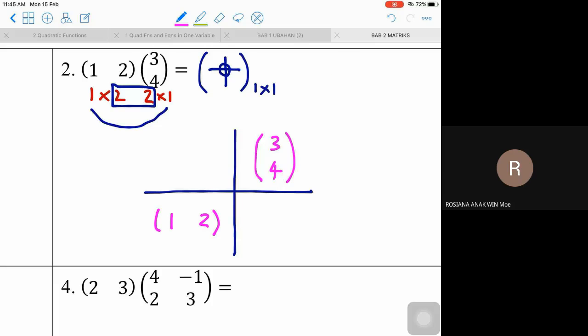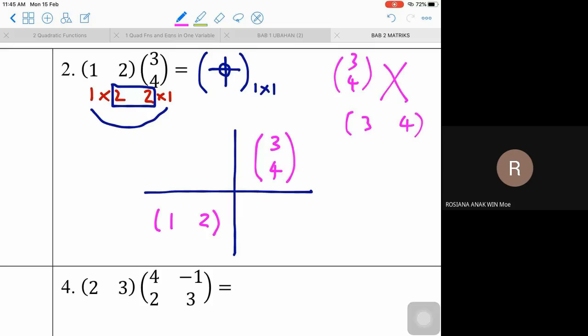Tapi tiba-tiba apabila tulis, dia jadi 3, 4 macam ini. Dia ingat 2 ini adalah sama, padahal 2 ini adalah totally tidak sama. Itu dia, matrix totally tidak sama di sini sebab bukan kerana susunan sahaja, sebab dia punya peringkat langsung tidak sama, iaitu order. Okay, now we can make the multiplications.